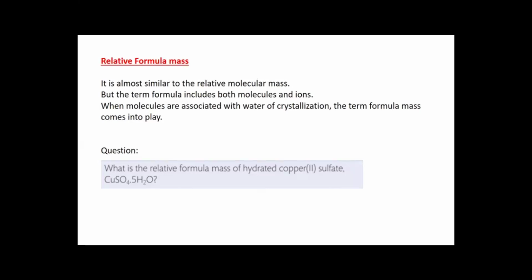So when the molecules are associated with water of crystallization, the term formula comes into play, right? So here, this is copper sulfate and it is associated with water of crystallization. So that is what we call this entire thing as the hydrated copper sulfate. Is it clear? Hmm? Right. So what about Yashmi and Kiara? Clear, ma'am. Clear. Okay. So can you do this question now?